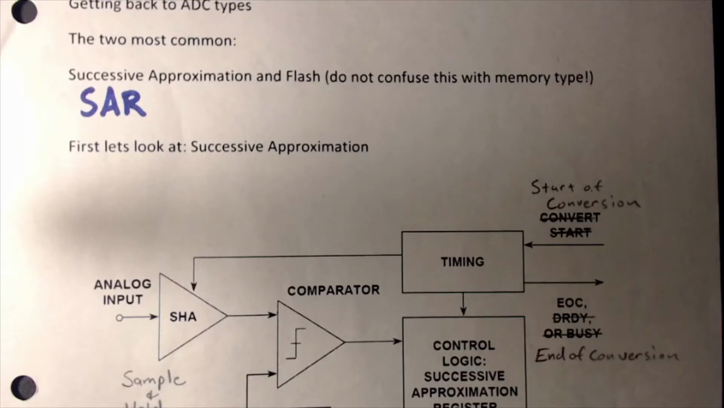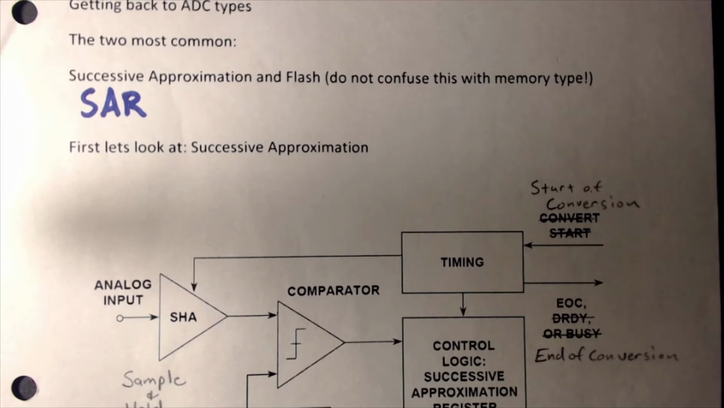All right, so now we're going to go over how the successive approximation works for an analog digital converter. The SAR type analog digital converter is the most common, and it's got a good trade-off of speed and accuracy, and also it's fairly straightforward to construct one. So we're going to go over that one since it is the most popular.